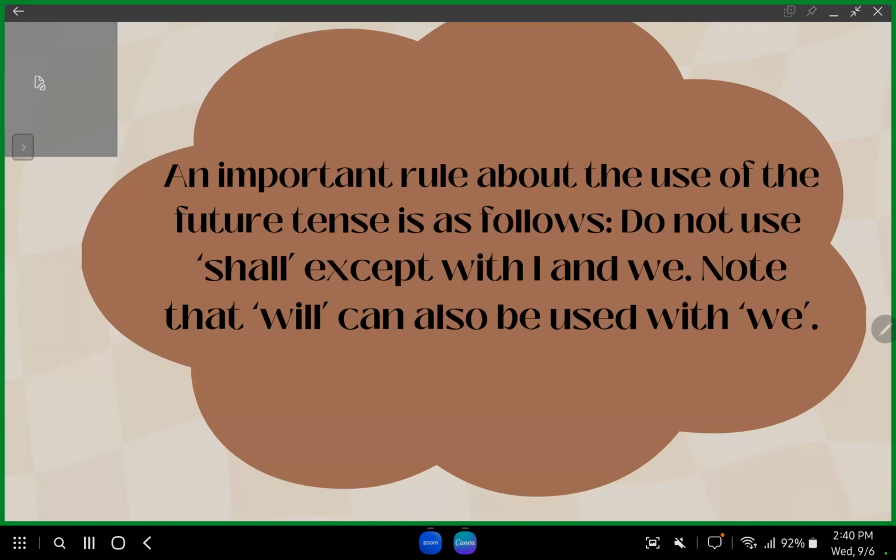One important rule about the use of future tense is that you do not use shall except with I and we. And also, will can be used with we. Do not use shall except with I and we. And note that will can be used with we.